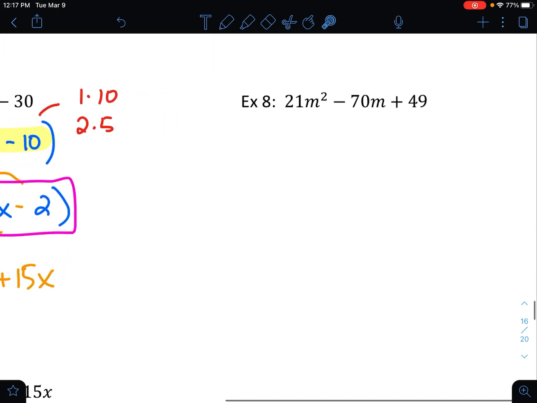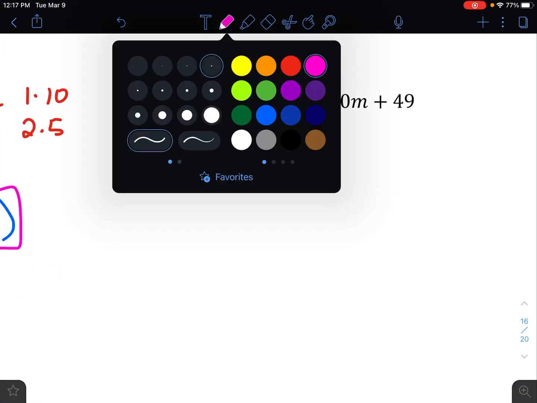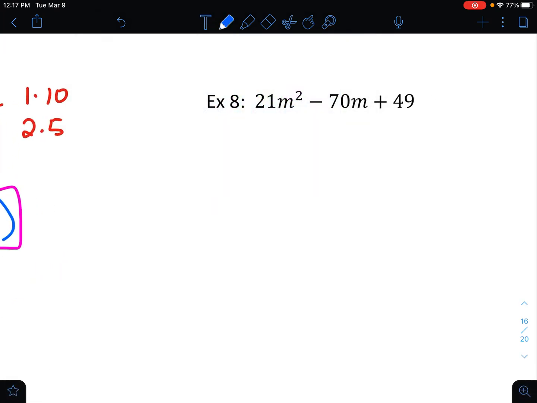Okay, let's try another. All right, is there a GCF? And there is. So I can take a 7, but only a 7. So I'm going to do 7, and open my parentheses and now divide out. So I'm going to have 21 divided by 3 is 7. Negative 70 divided by 7 is negative 10m, and then plus 7.